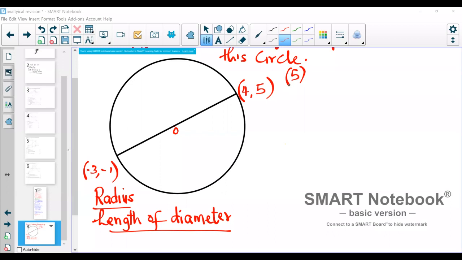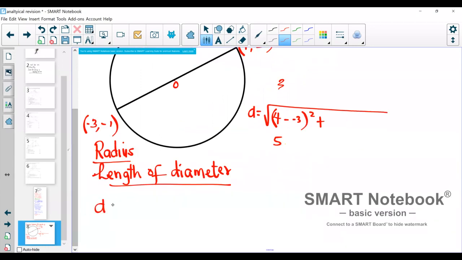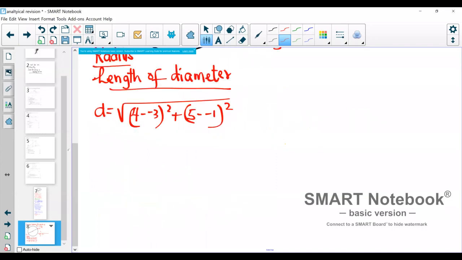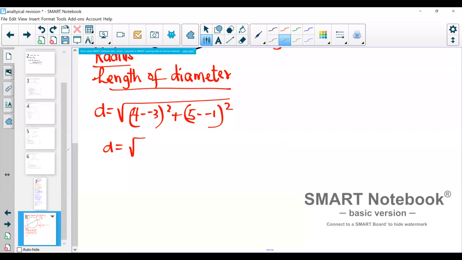So we're looking for the diameter, right? So we can then say the diameter is the square root of 4 minus 3 squared plus 5. Let me write on this side. D equals the square root of 4 minus 3 squared plus 5 minus 1 squared. Okay, so our diameter is simply the square root of 85.